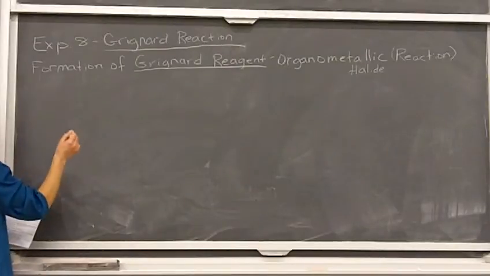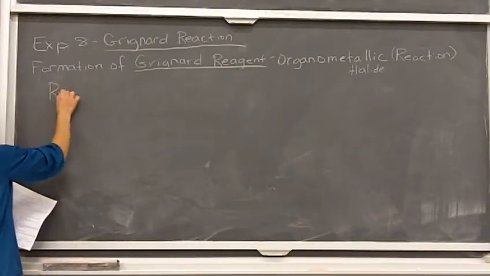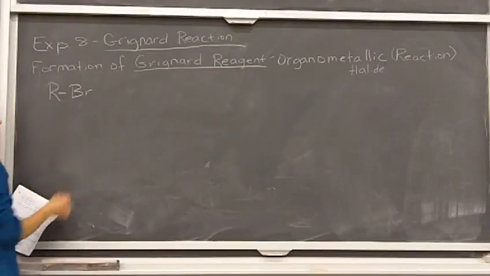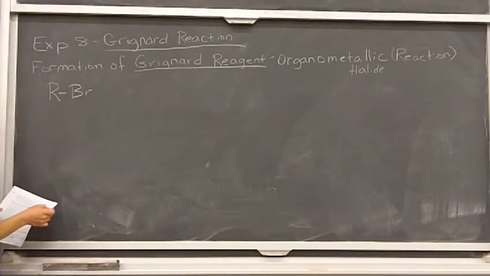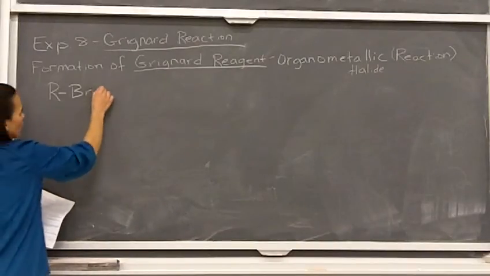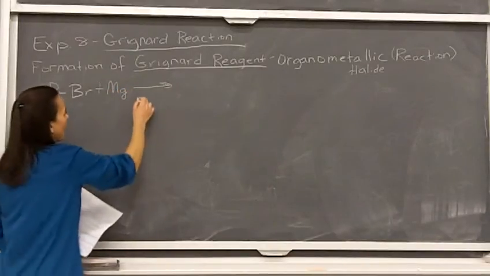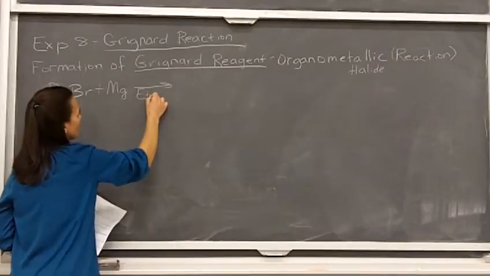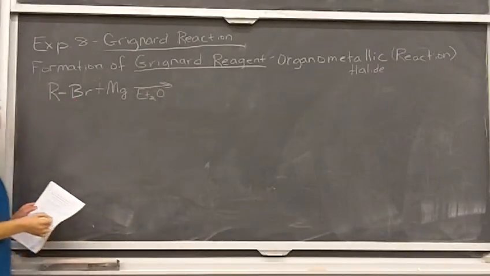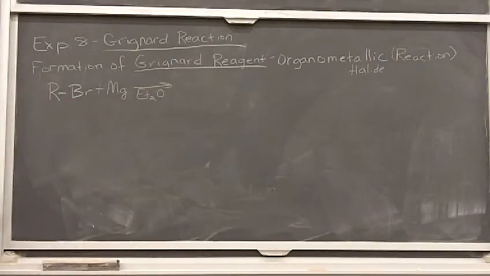So you will be starting with an alkyl bromide. So that's specified on your half sheet of paper, which one you're going to start with. And you'll be reacting it with magnesium. And we use ether, diethyl ether, is our solvent for this reaction.